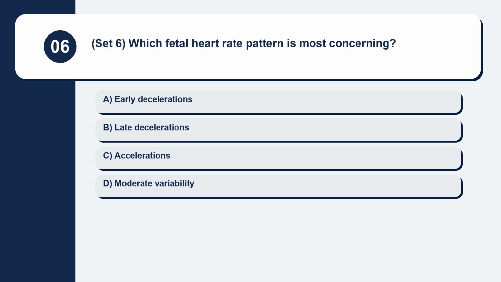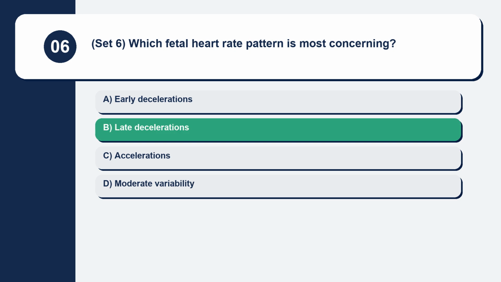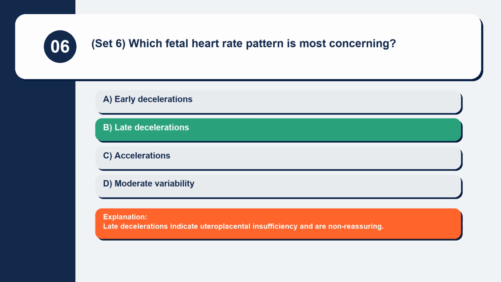Question 6. Set 6. Which fetal heart rate pattern is most concerning? Early decelerations, late decelerations, accelerations, moderate variability. Late decelerations indicate uteroplacental insufficiency and are non-reassuring.